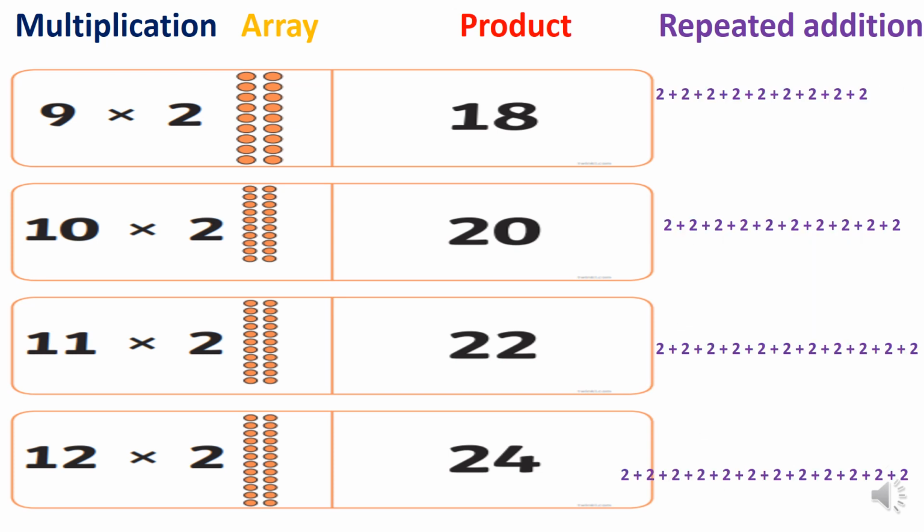Well done if you got it right, and an extra well done if you remembered that we're doubling. So 9 times 2 is 18 because double 9 is 18. 10 times 2 equals 20 because double 10 is 20, and so on.